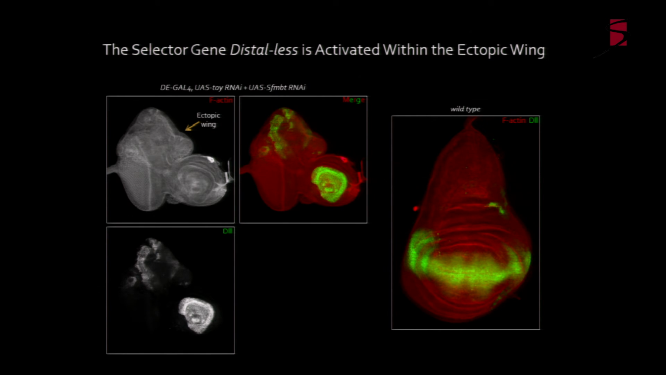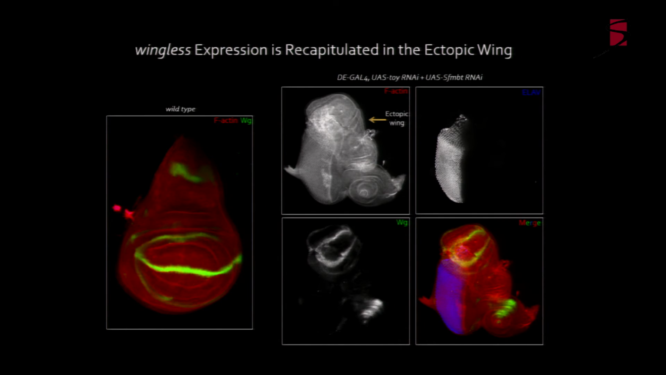I'll do just one more picture to show you that it really is a wing. If you look at wingless, one of the Wnt family members, it's expressed along the DV midline of that pouch, also in a ring around what will become the future wing blade. Again, if you flip that wing over, you're going to see there's your stripe along the DV axis, and then the expression in that ring. We've done this for maybe 20 different wing genes, and every single one of them recapitulates the pattern in the ectopic wing.